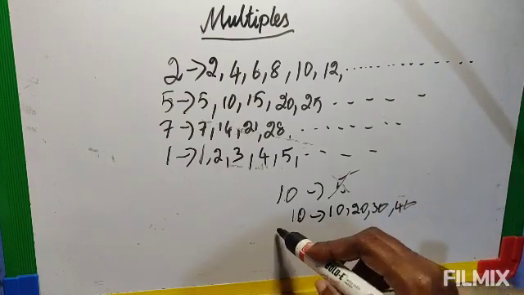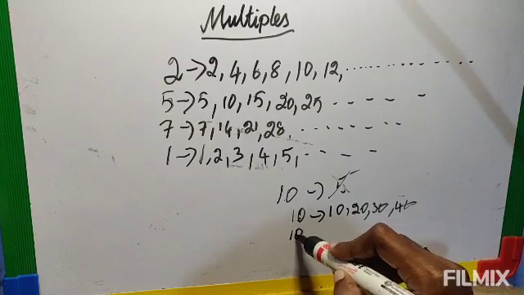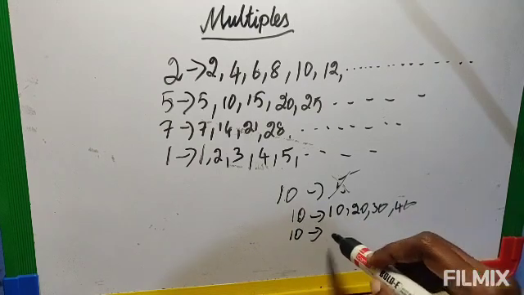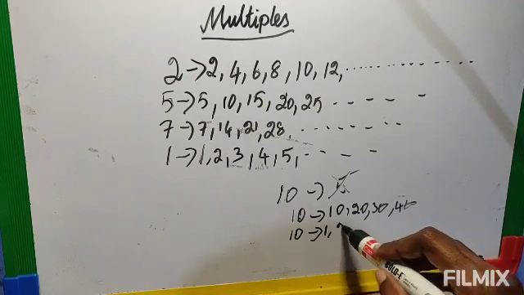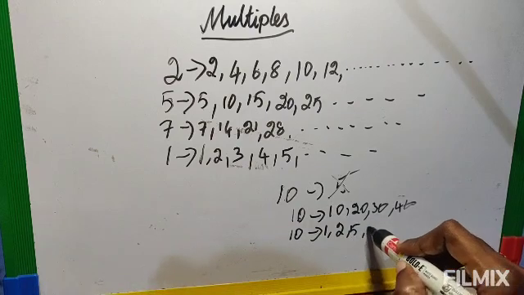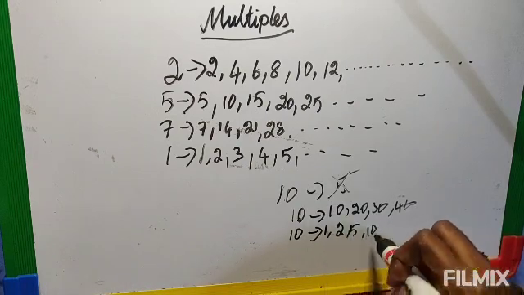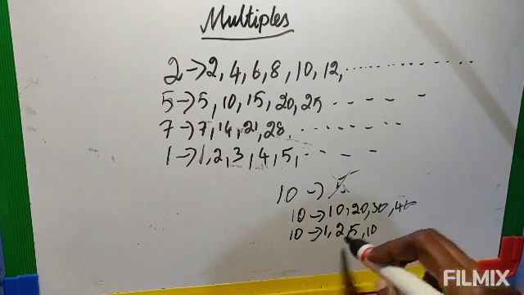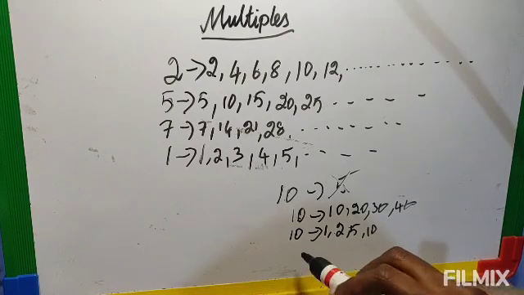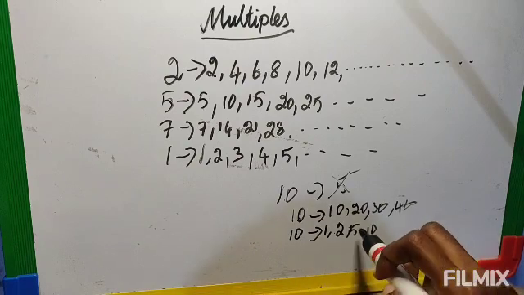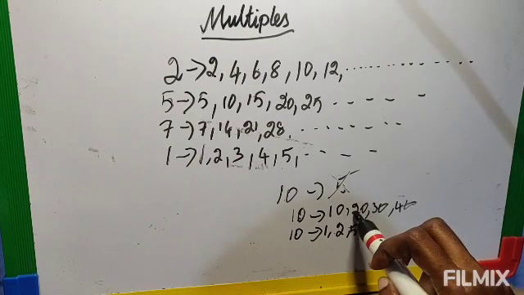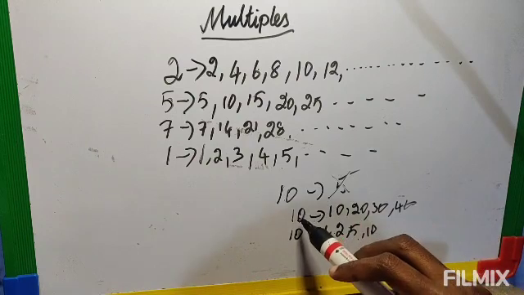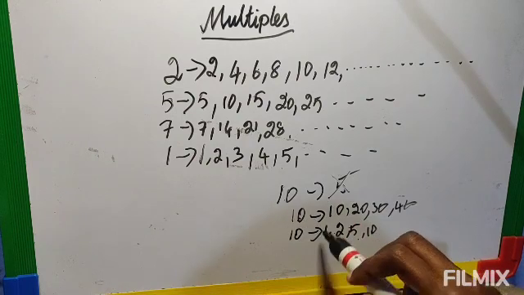But in factors, when you find the factors of 10, what are they? 1, 2, 5 and 10. So a factor will be equal to the number, otherwise smaller than the number. It will not be greater than the number. A factor will not be greater than the number, but a multiple will not be smaller than the number. Understand the difference?